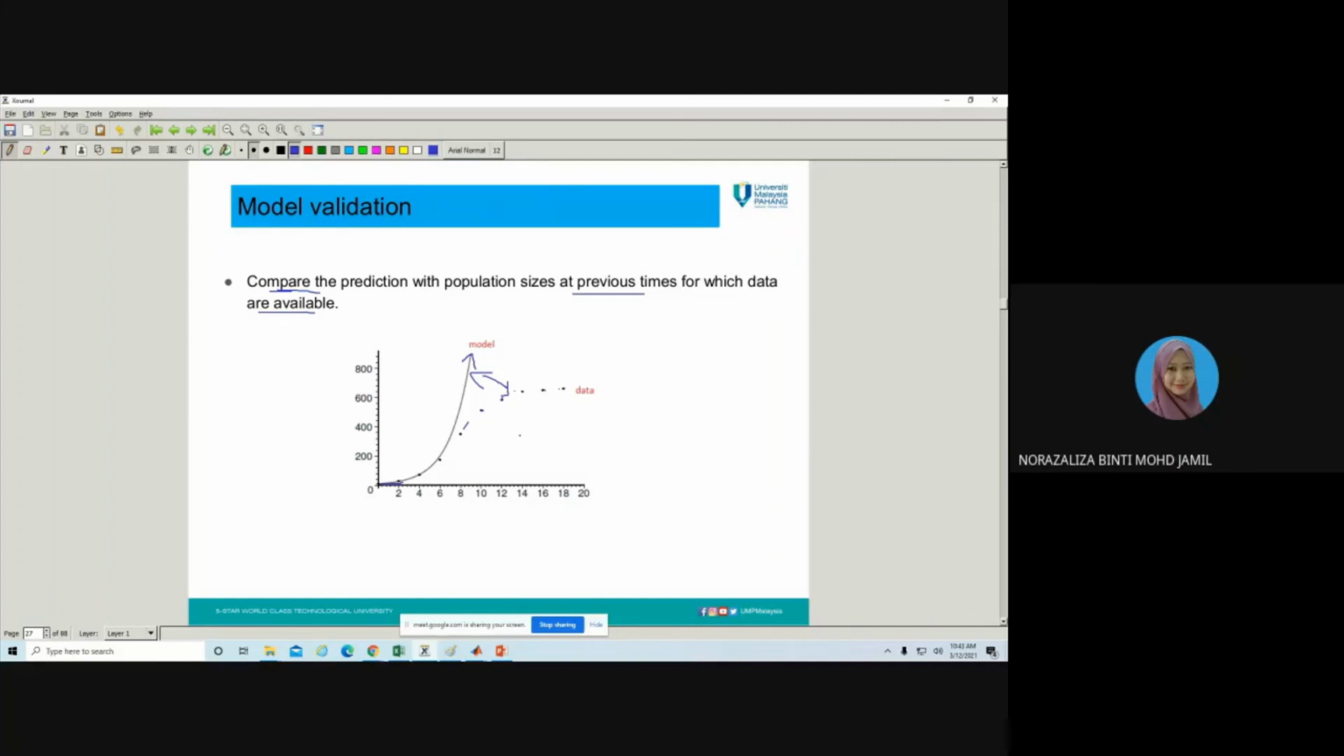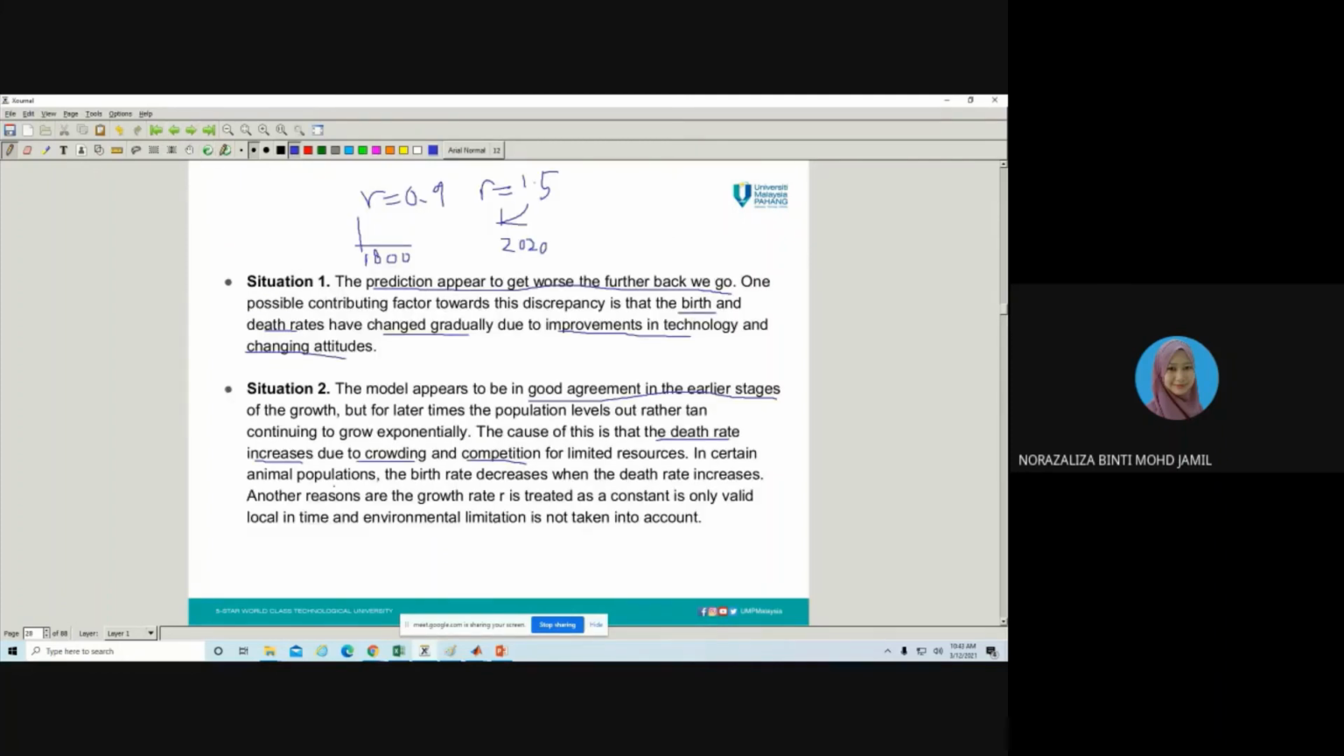Apa, bersaing sesama sendiri. Kalau animal tu kan, mungkin limited resource, mungkin makanan tak cukup kat kawasan tu. There is always another factor. Okay? In certain animal populations, the birth rate decreases when the death rate increases. So, dalam situasi lain, mungkin ada animals yang birth rate decrease when the death rate increase. Another reason, the growth rate is treated as a constant, which is only valid locally in time. Ini maksud macam yang atas ni. Okay. So, dia kata kat sini, sebenarnya r should be a time-dependent parameter.